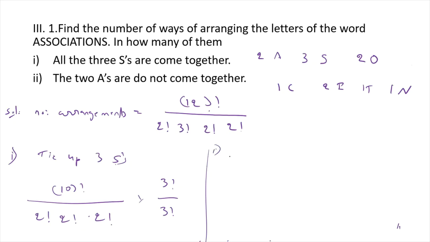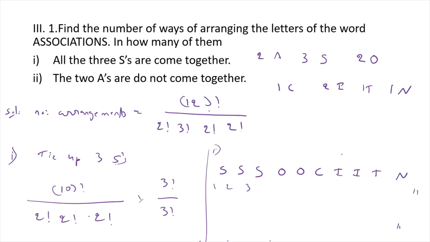So no 2 A's come together means first you have to arrange the remaining letters. So the remaining letters I can arrange, we have 3 S's. And after 3 S's we have 2 O's. And we have 1 C. And we have 2 I's. And then we have 1 T. And then we have 1 N. So I have arranged these 10 letters. After arranging these 10 letters, I will have 11 gaps. Namely 1, 2, 3 and so on up to 11.